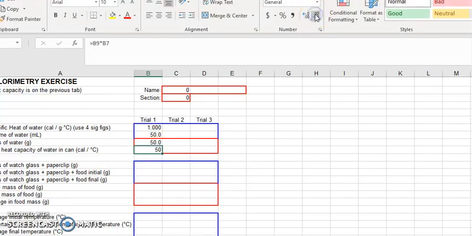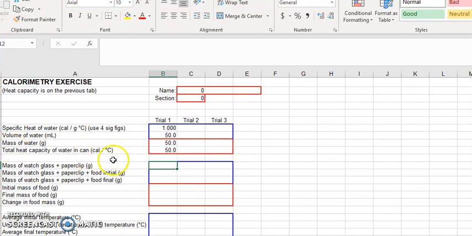I'm going to lose my mind because none of these have the right number of sig figs. Okay, let me scooch this over. Sorry about that.